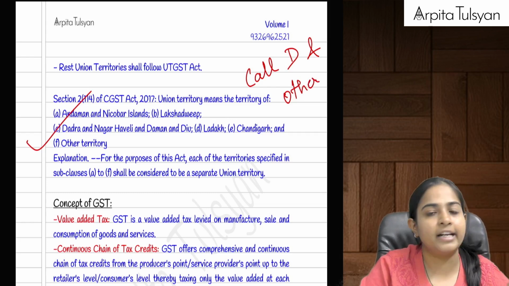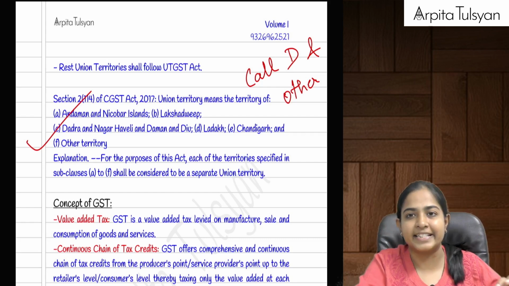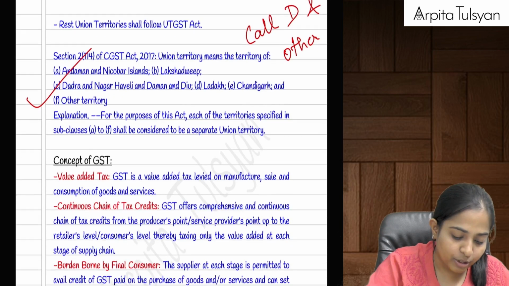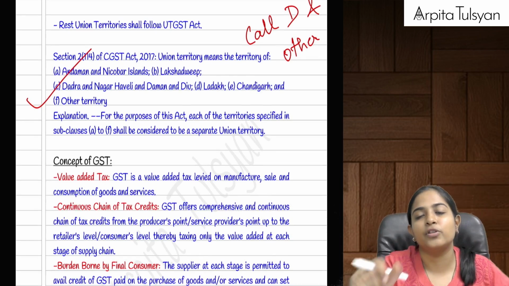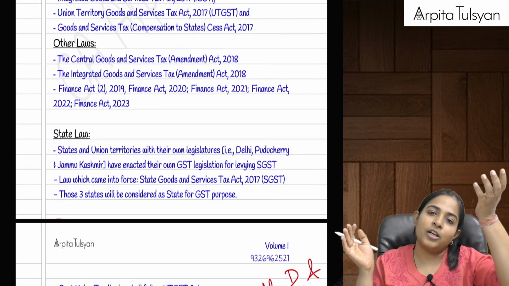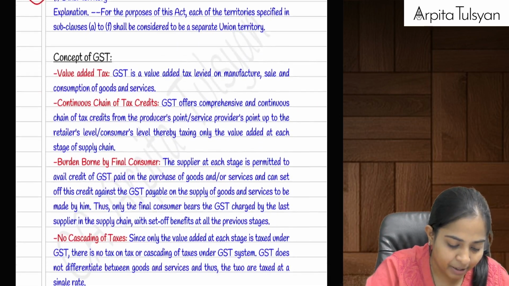These were the union territories who did not make their own state legislations, and if they did not make their own state legislations, can I say they will be coming under the UTGST. These rest of the union territories will be following the UTGST because they have not made their own laws. So the law which was made by the center will be applicable to them.